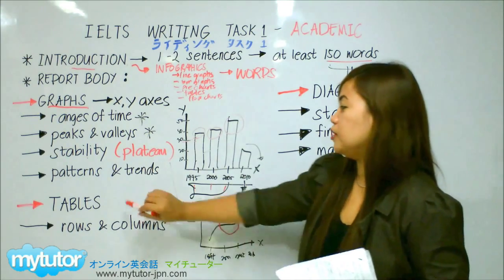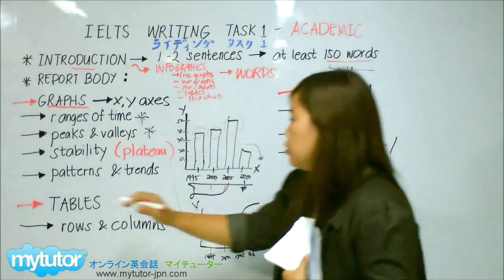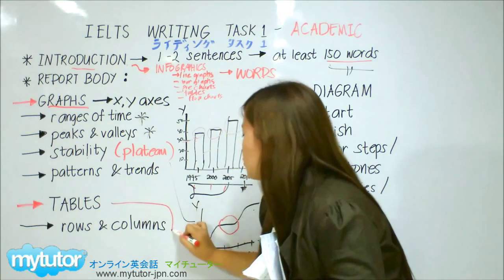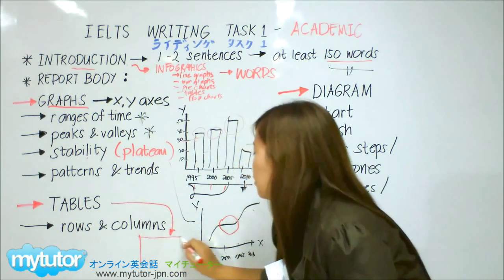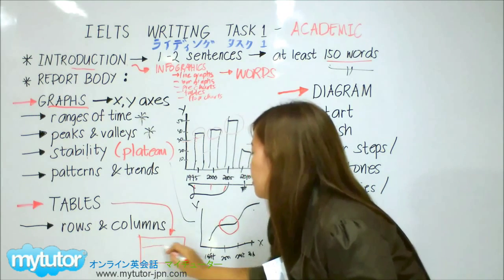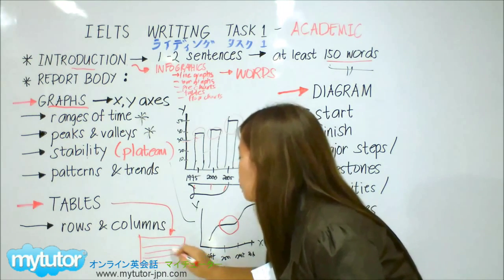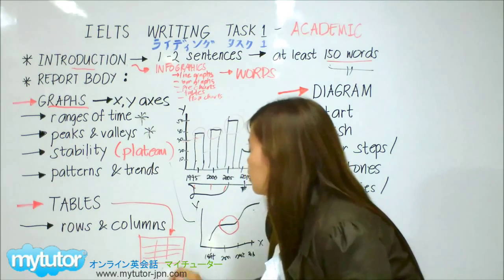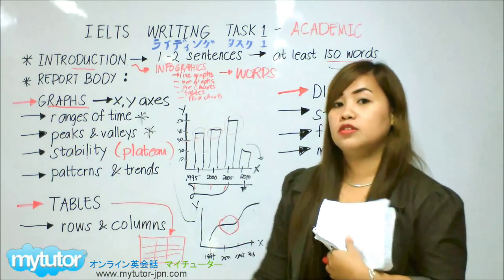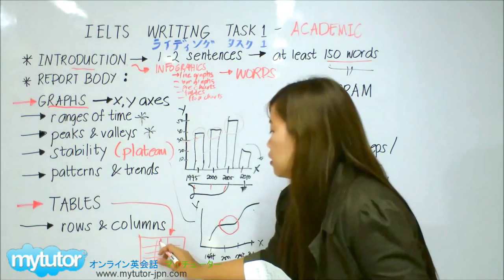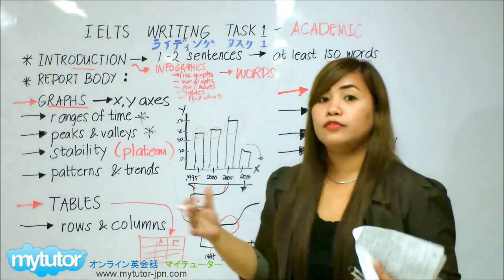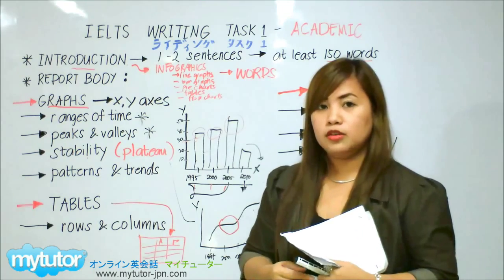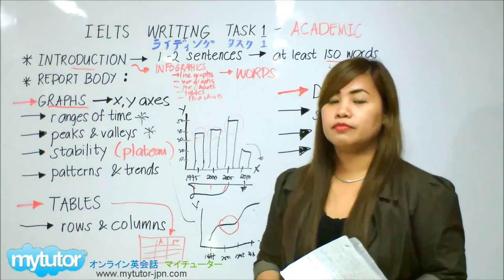So for tables, well, you know how a table looks like. We showed you in the previous video as well. Okay, a table goes something like this. What are the things that you have to pay attention to? The rows and the columns. There are some headings written in the rows and the columns, which you have to really look into, and you write your description about it.